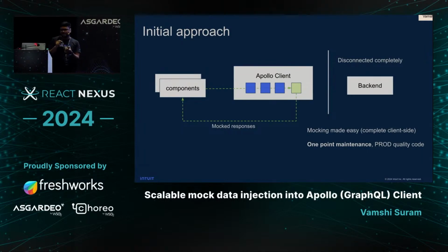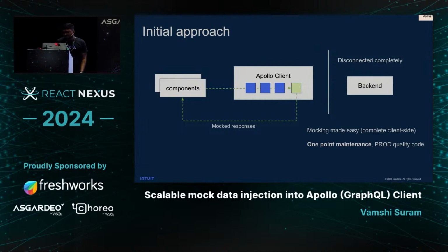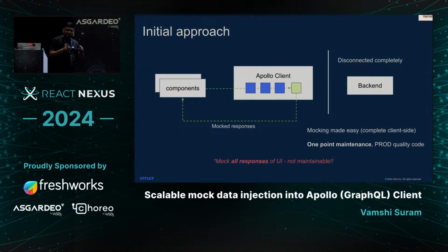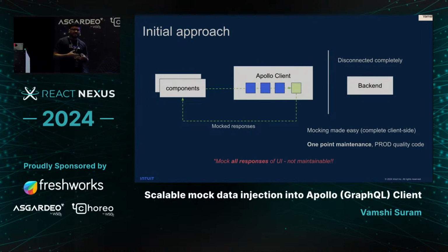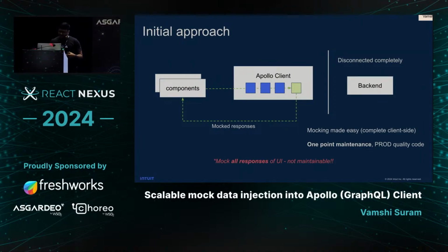One point of maintenance. This is better, but it's not a small thing, right? You have a bunch of other calls happening, and you may be interested in only one or two calls. You don't need all the calls to be mocked, and it's a pretty tedious job to mock all the responses too. So this was my initial approach. Now, how can we make this scalable?